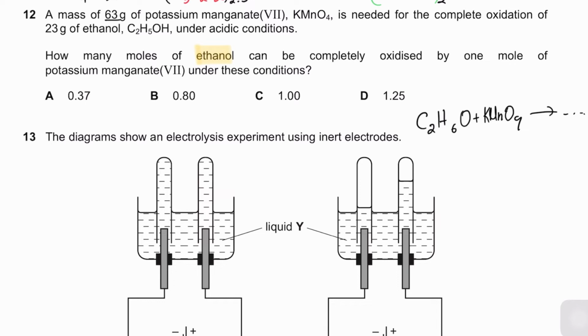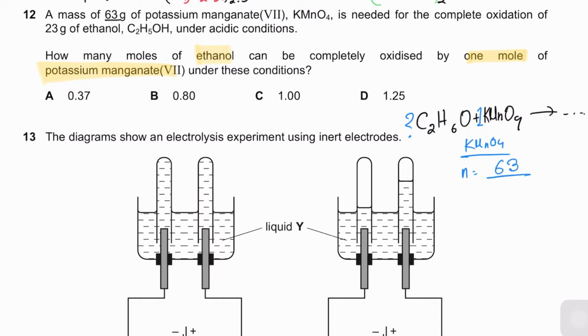Ethanol can be completely oxidized by 1 mole of potassium permanganate. So 1 mole, the mole is given. So we don't know the moles of ethanol in the reaction, but we do know that this is going to be 1 mole. Okay, so the moles is given to us. So now we know the mass of potassium permanganate, KMnO4, so we can find the calculated moles easily.